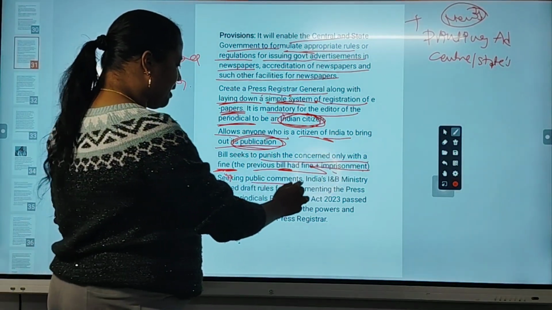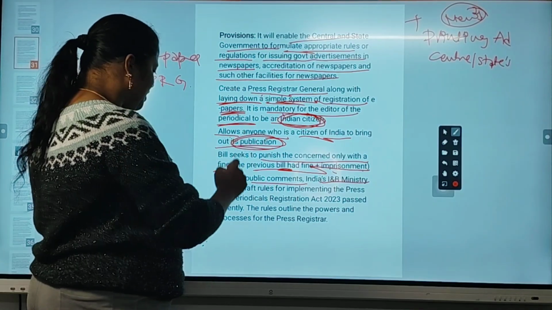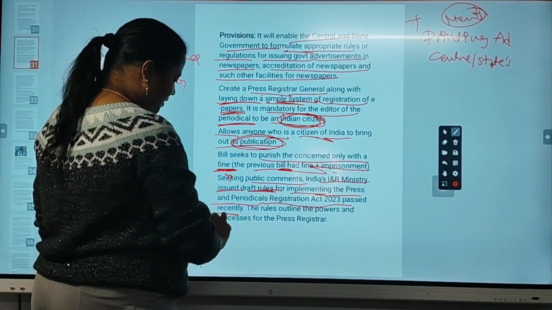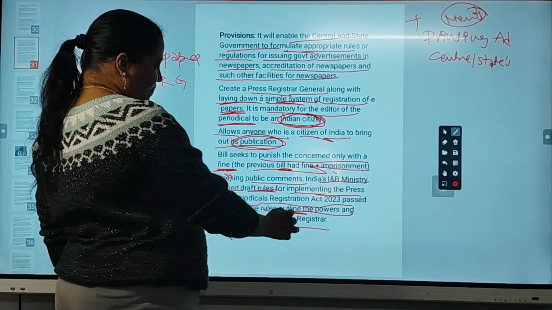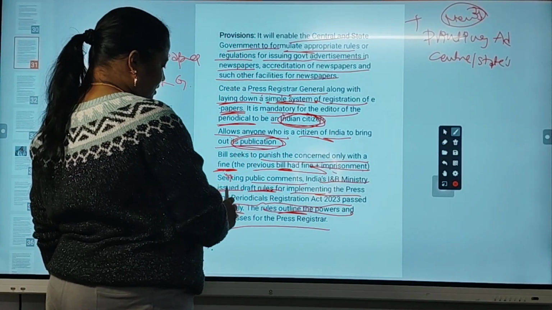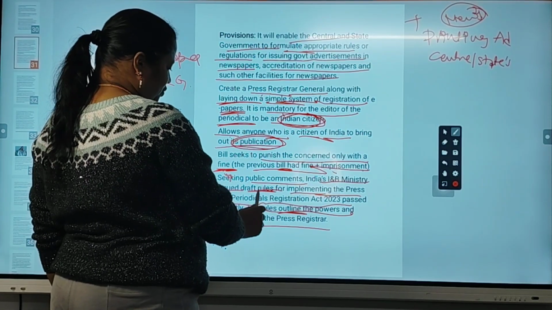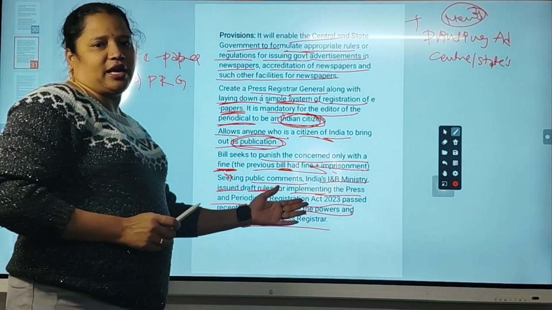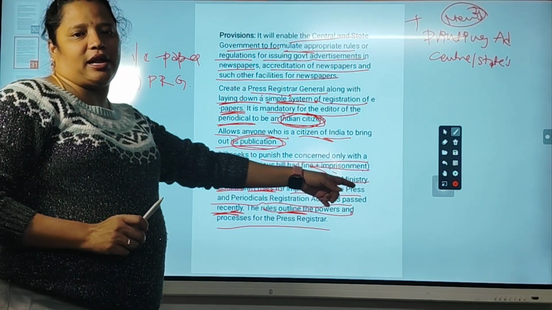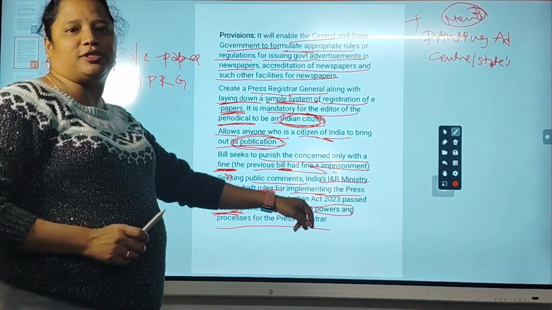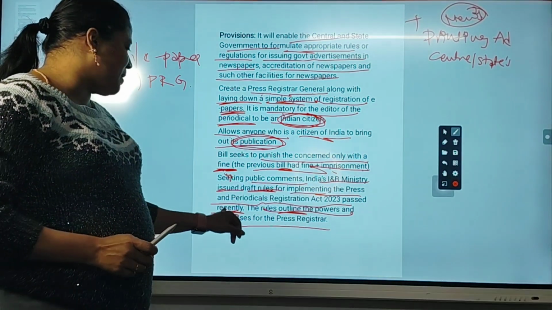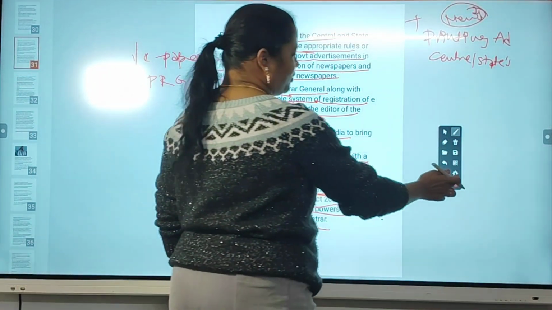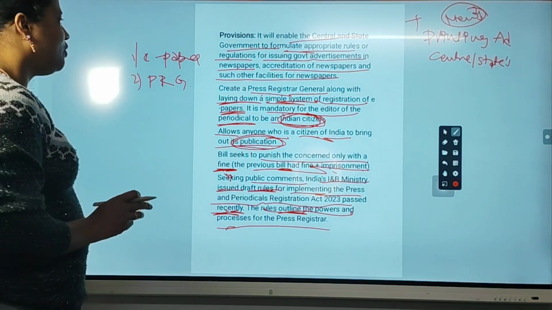Seeking public comments, India's I&B ministry issued draft rules for implementing the Press and Periodicals Registration Act passed recently. The rules outline the press registrar. Recently the Information and Broadcasting Ministry issued some rules under the new act, which was passed recently. It outlines the powers and processes for the press registrar also. Along with the editor, rules have been drafted for the registrar also.